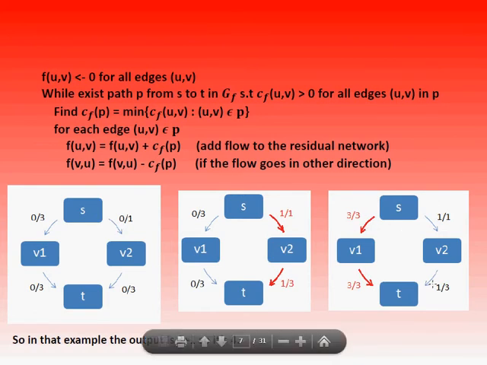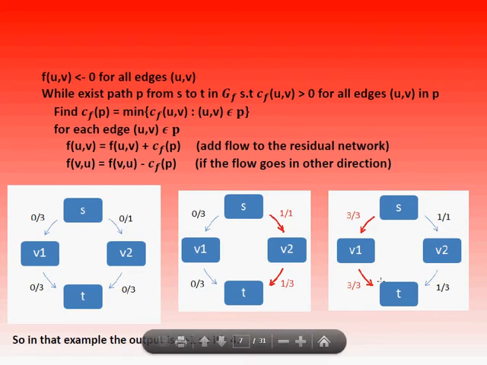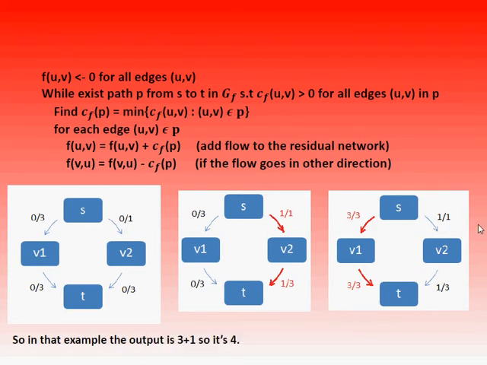Now we don't have any more paths in this graph, so the maximum flow from S to T is 4, which is the flow coming out of S or the flow going into T. They have to be the same.